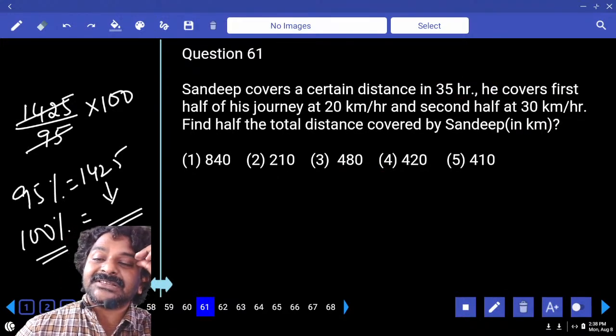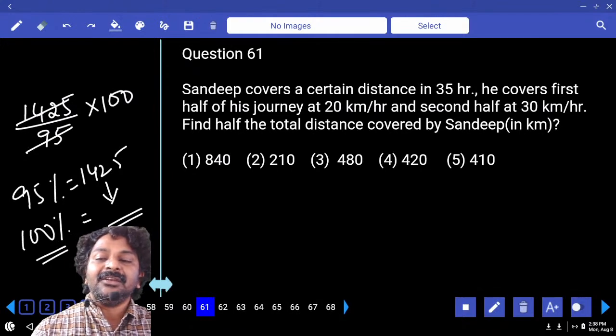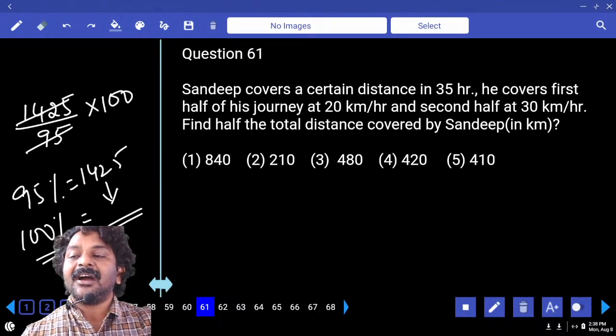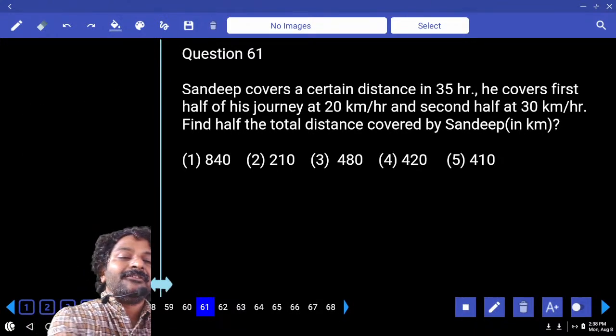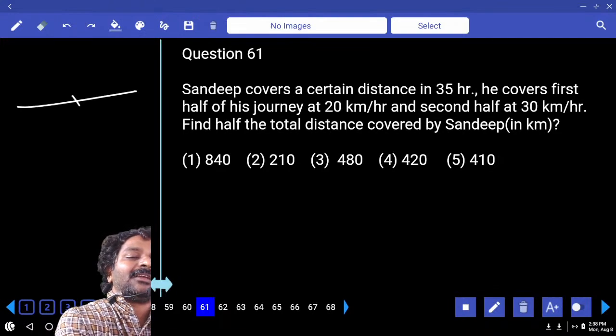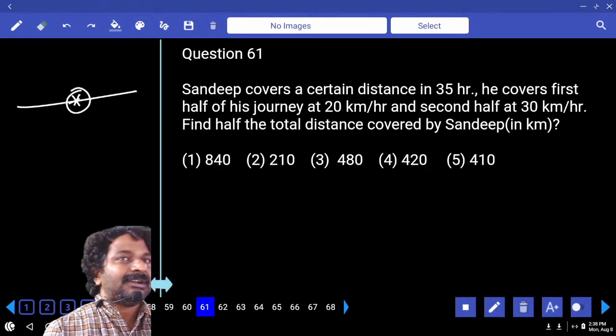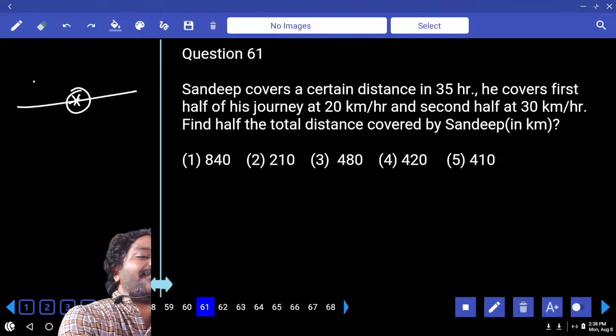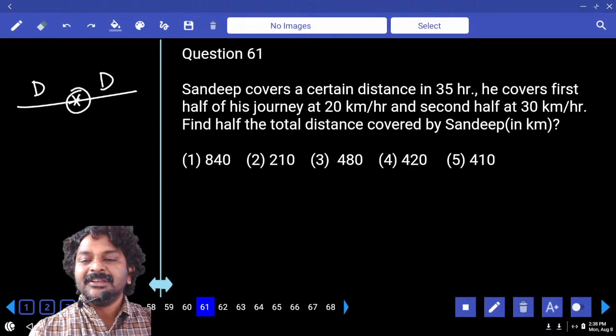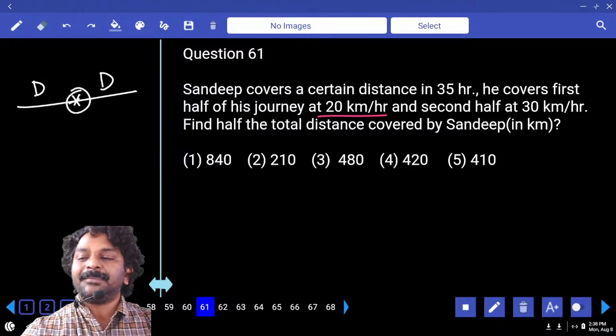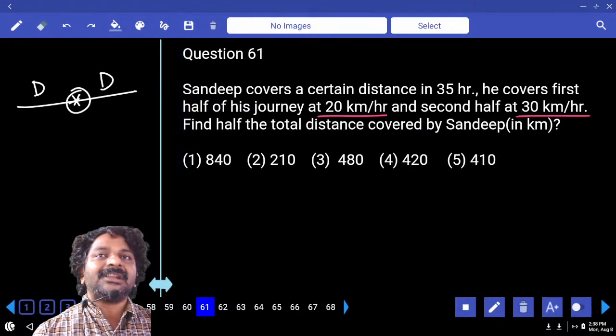Next, Sandeep covered a certain distance in 35 hours. He covered the first half of his journey at 20 km per hour, and the second half at 30 km per hour. First half and second half they are talking about. What do you mean by that? Distance only? The first half I will treat as D, the second half also D only? Yes. The first half is covered at 20 km per hour and the next at 30 km per hour.